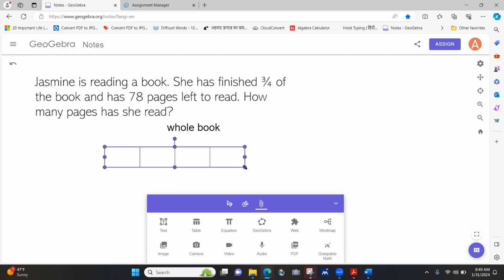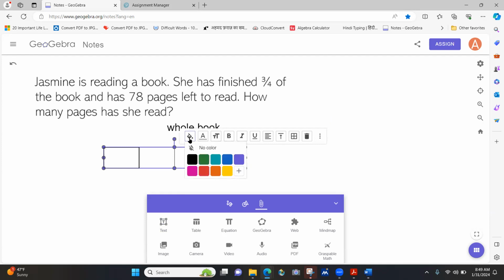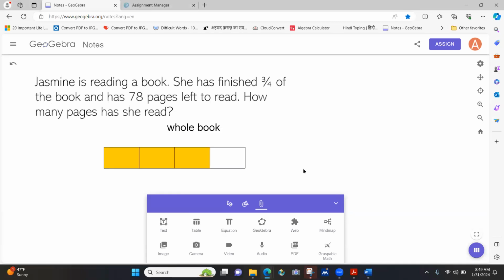Now, she read only 3/4. What did she read? She read this much, 1/4. She read another 1/4. She read another 1/4. So she read 3/4. She was left with 78 pages. This little white rectangle must represent 78 pages, right?